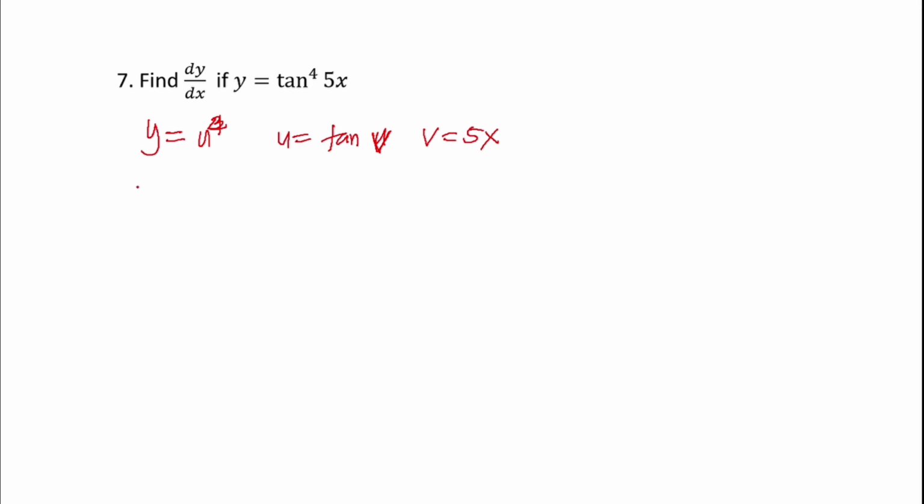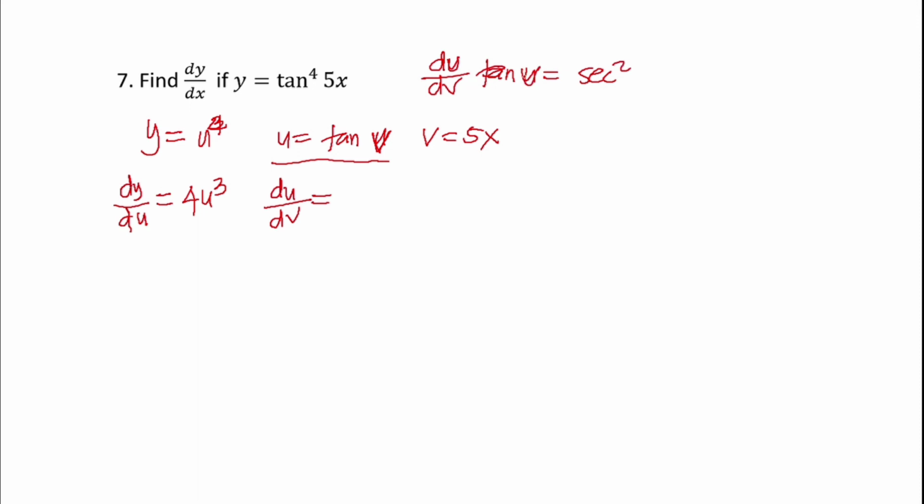dy over du is equal to 4u cubed. The derivative of u with respect to v: u is tangent v, so the derivative is secant squared v times dv over dx. The derivative of tangent is secant squared v times the derivative of v, that is 1 times 1. So we have sec squared v. And the derivative of v, dv with respect to x, is equal to 5.